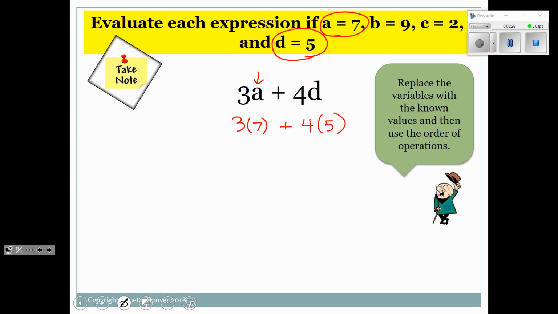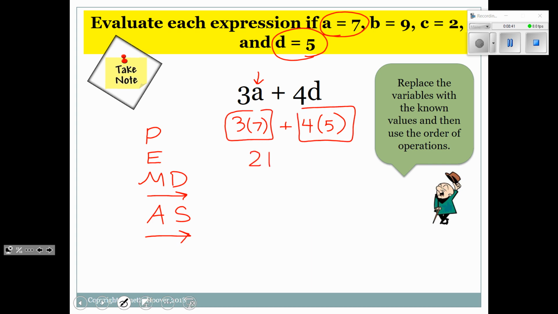Now, according to our order of operations, remember PEMDAS, parentheses first, exponents, multiplication, division in the same step from left to right, addition and subtraction in the same step from left to right. We're going to do our multiplication first. That would be 21 plus 20, and then we add, it would be 41.